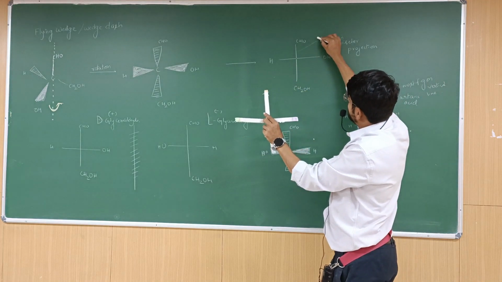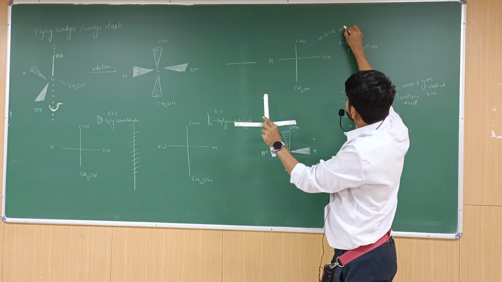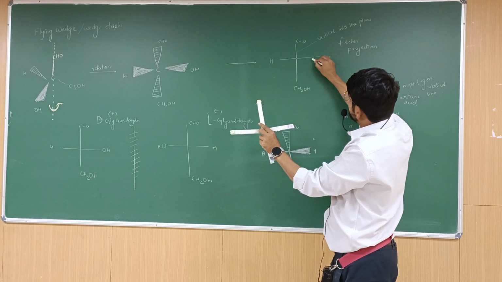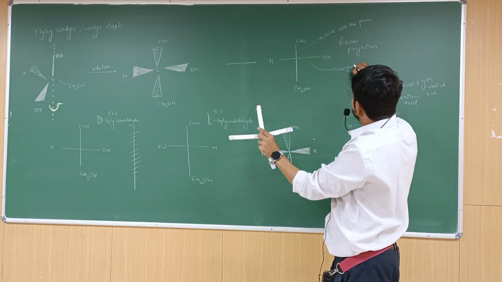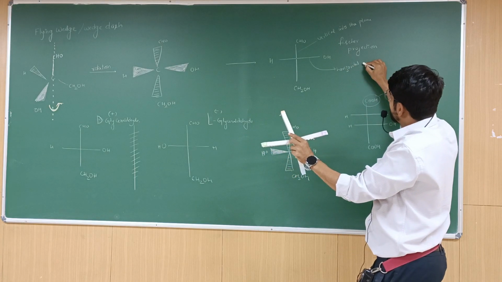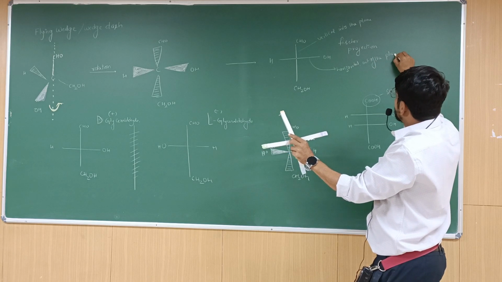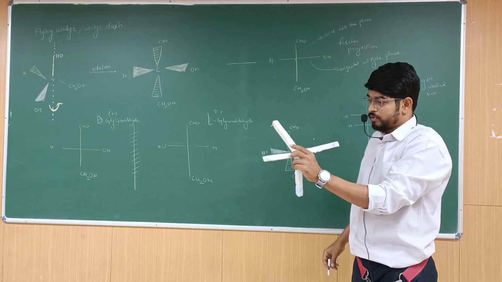So you can note that if they are in a vertical line, they are into the plane. And if they are in a horizontal line, then those groups are out of the plane of the board. What is in the plane of the board? Only this carbon atom that you are seeing is in the plane of the board.